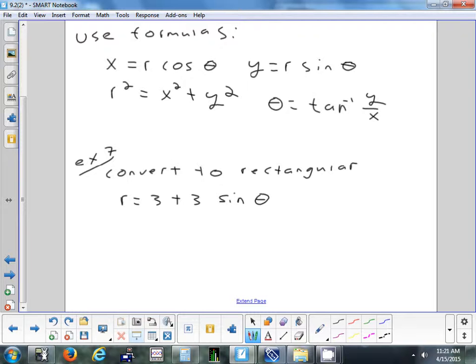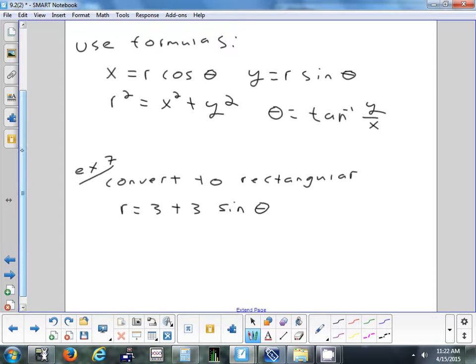It's not going to be nice, but we're going to convert it to rectangular. All right, first thing I want to get rid of is this r. Now I don't have a formula up above that directly says r equals, but one of these 4 formulas I could do something with, and it would say r equals. Which formula do you think I'm going to use?